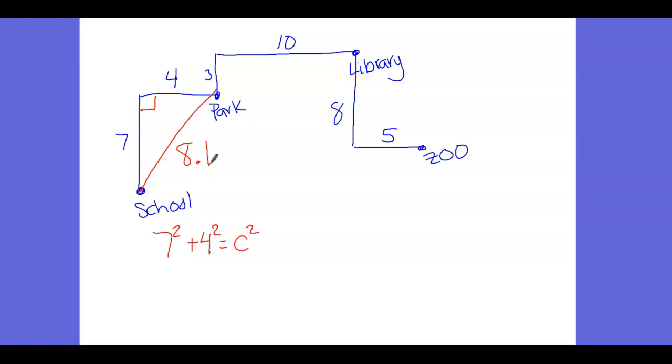Now the second one is from the park to the library. So again, she's not going to go up 3 and over 10. She's going to do a straight shot. So it's 3, 10. So 3, this is my right angle. So 3 squared plus what? 10 squared. 10 squared equals c squared. That's in number 2.